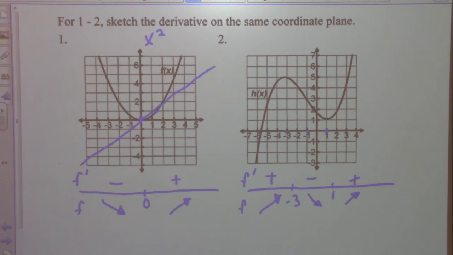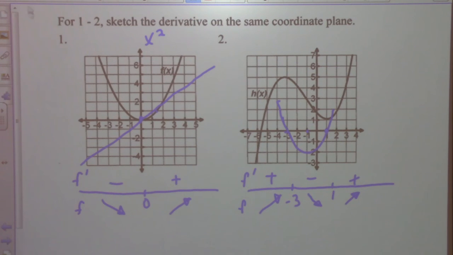And that's not a very good curve, I want to draw a smoother looking one. Yeah, it's a little better looking. So there we go. Negative between -3 and 1, and positive for greater than 1, positive for less than -3. That's it. Okay.